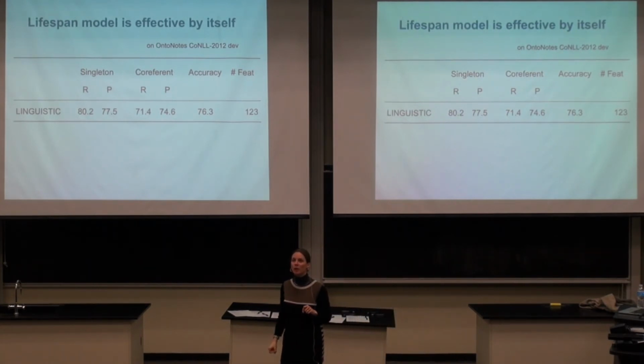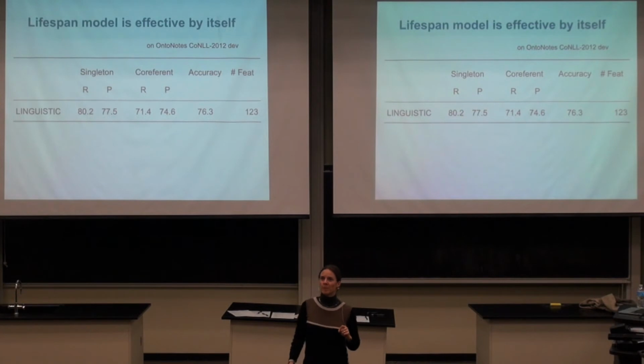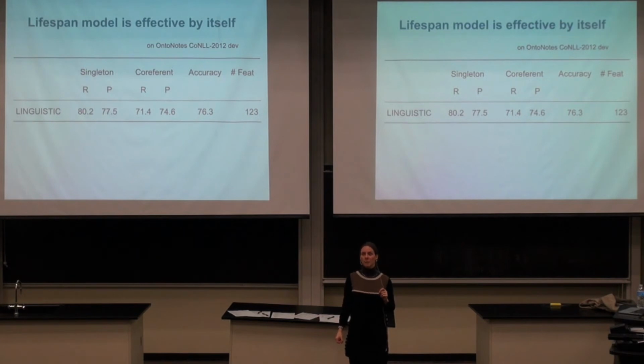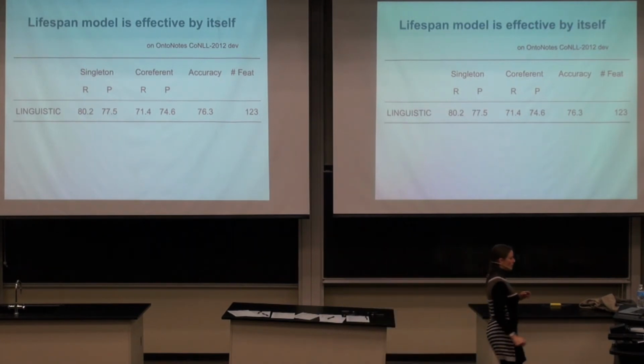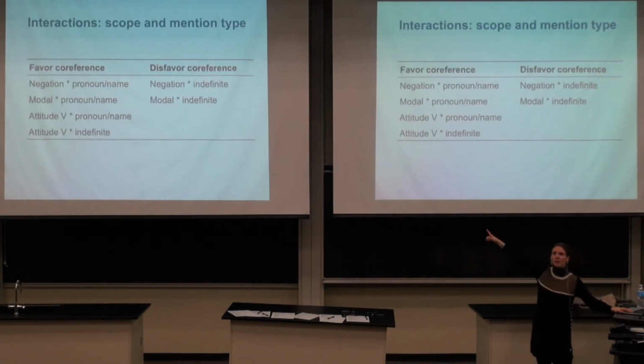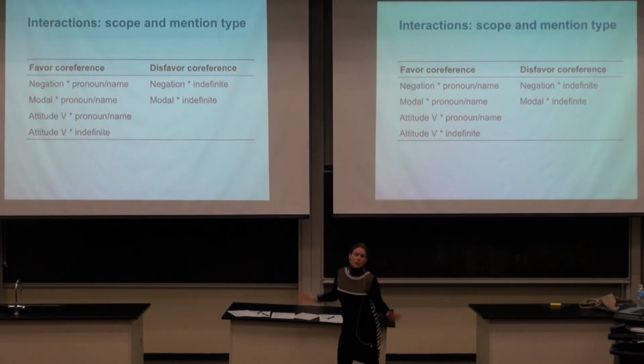Can you give an example of when modality and negation is favoring the coreference and when it's not? It's very difficult to imagine how that's happening, because some slides back you said that it's disfavoring, and now in the previous slide you said it's favoring. No, I always said it was not favoring, right? Negation with a pronoun is favoring coreference.